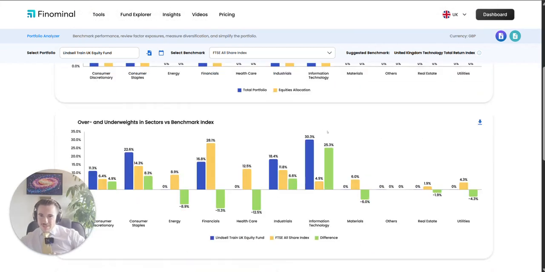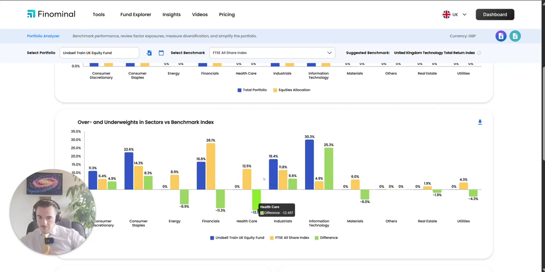Let's look now to sectors and versus the benchmark, where we can see quite an overweight in information tech, with 30.3% allocation for the Lindsell UK equity funds, which is a 25.3% difference to the FTSE All Share. And we can also see sector bets in consumer staples as well at 22.6%, as well as industrials at 18.4%. And again, we can see those increased weights versus the benchmark, as shown by that green difference bar as well.